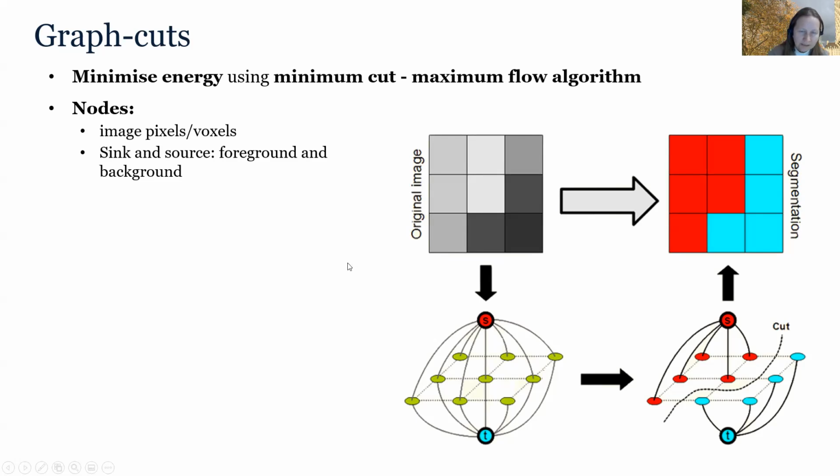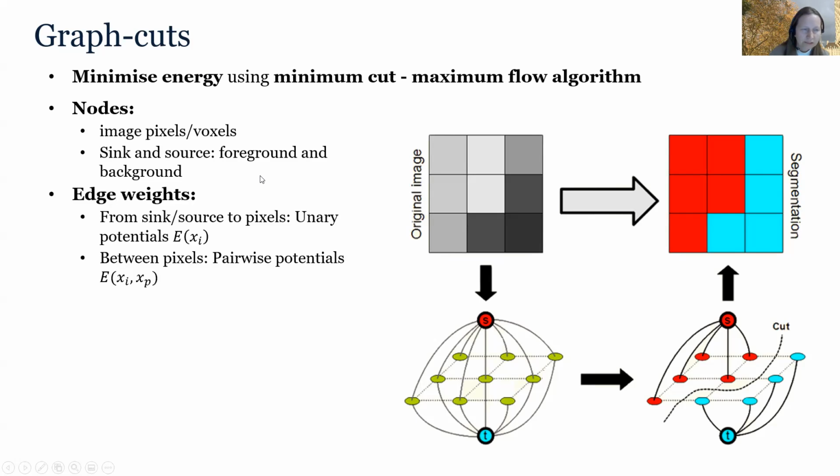And then we want to find maximum flow through this. So we need to see what our edges are and what their weights are. We will have edges from both sink and source to all the pixels. These are these ones, and they will have weights equal to the unary potentials. And then we will also have edges between pixels on the grid, just to the neighboring pixels, and the weights will be the pairwise potentials.